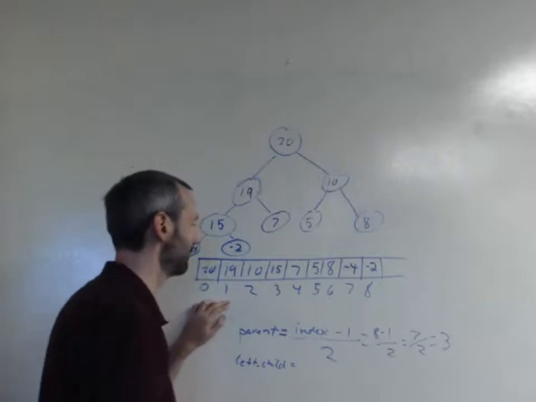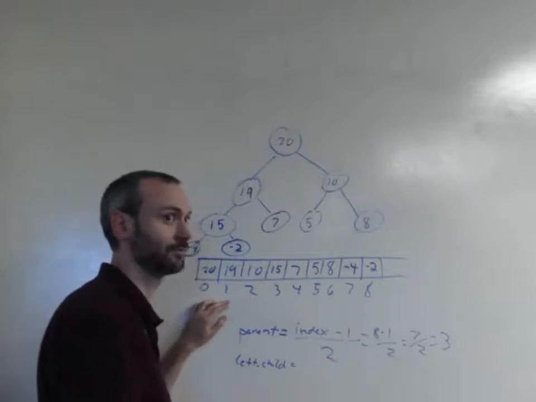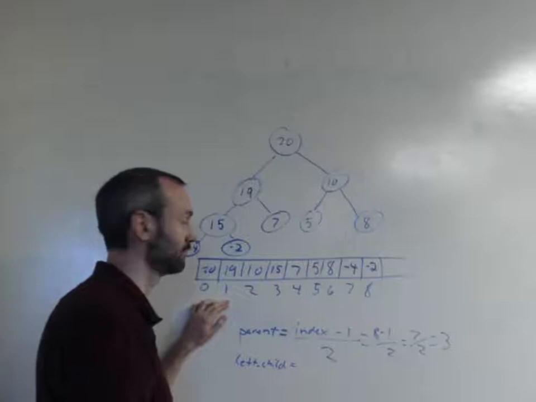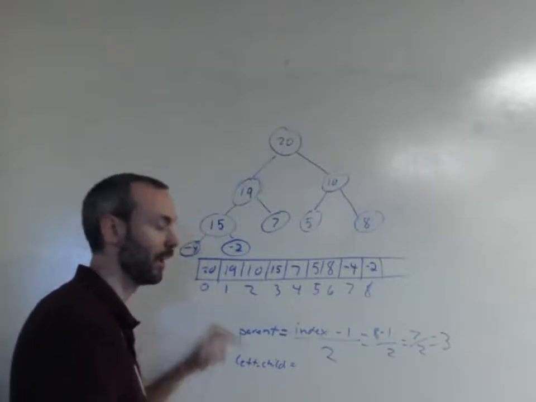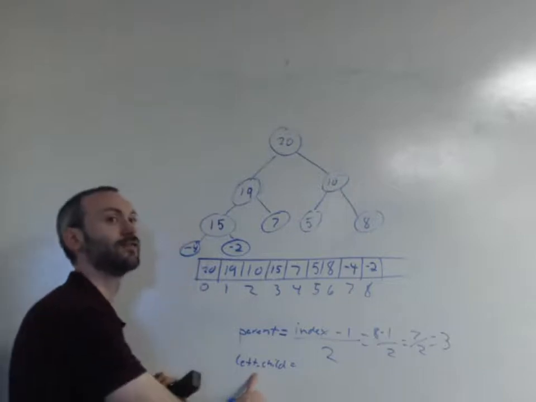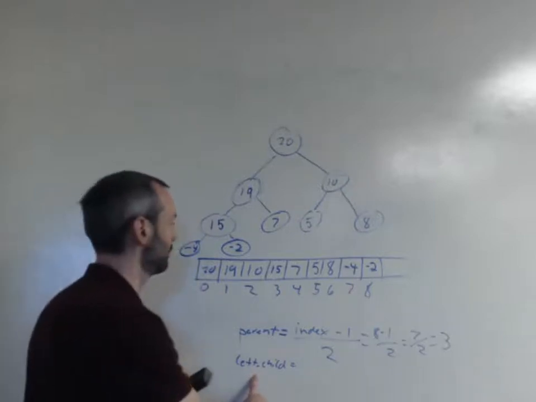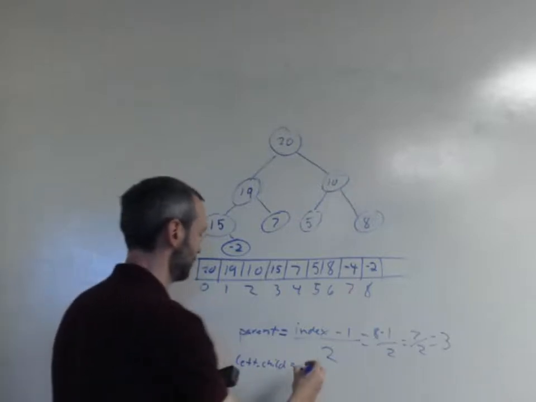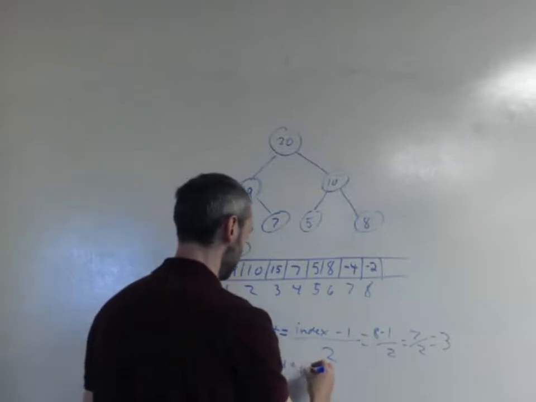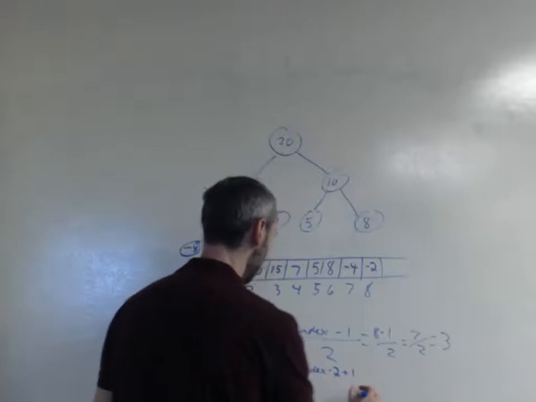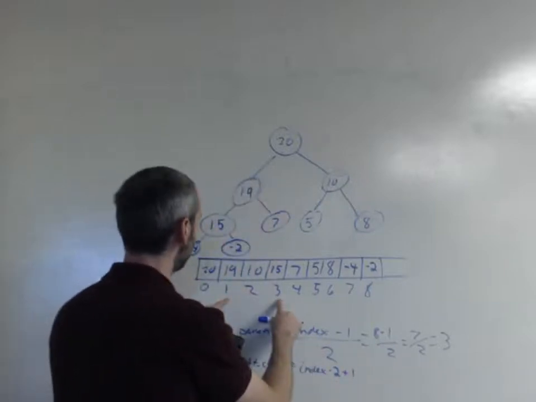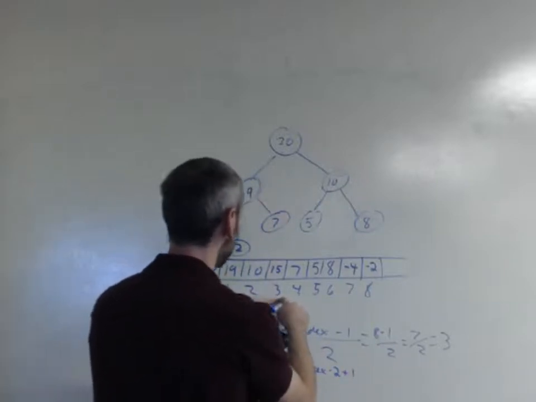All right, so we're at 1. How do we get there? You go times 2 plus 1 and then plus 2. Times 2, so left child, right child. Times 2 plus 1. Okay, so the 19, that would get you the 15, that's great.